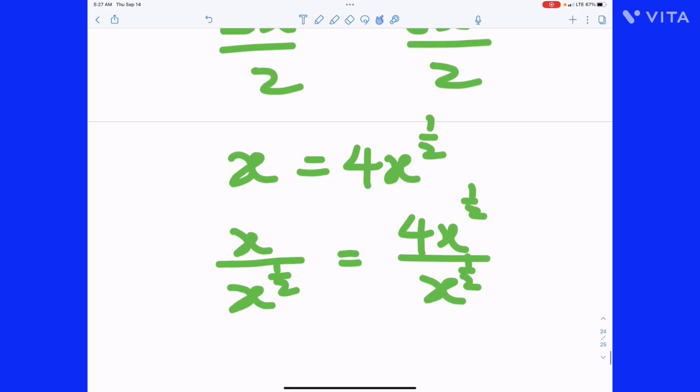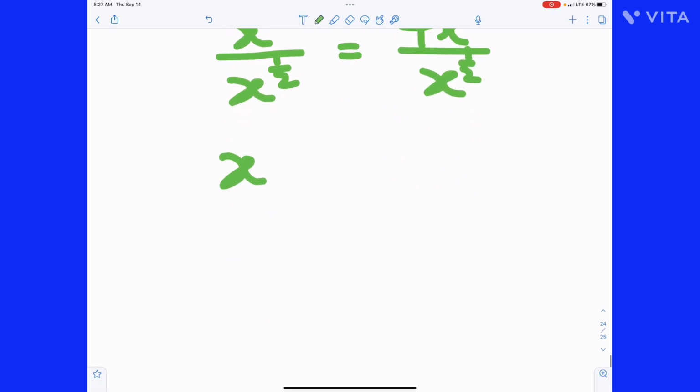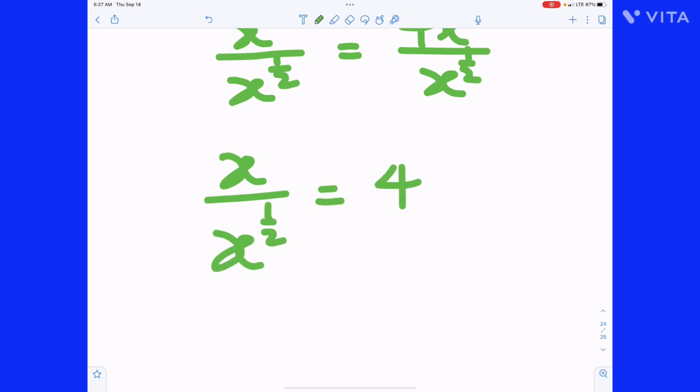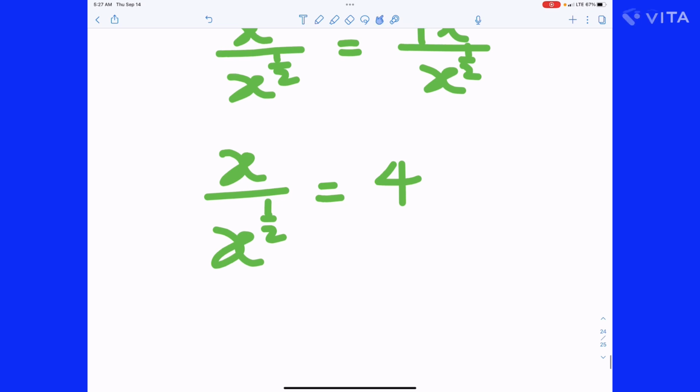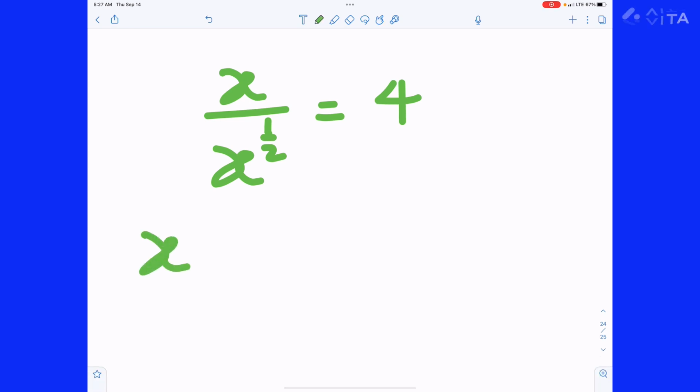So that at the end of the day, this cuts this out. So I have just 4 left on the left. Can you see that? I'll get x divided by x raised to the power half is equal to 4. So that gives me x divided by x raised to the power half is equal to 4.